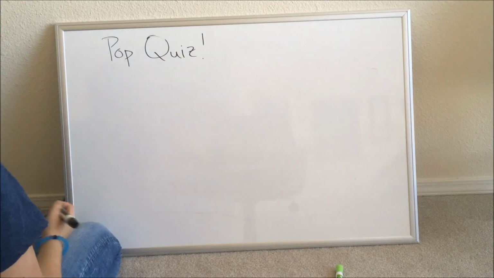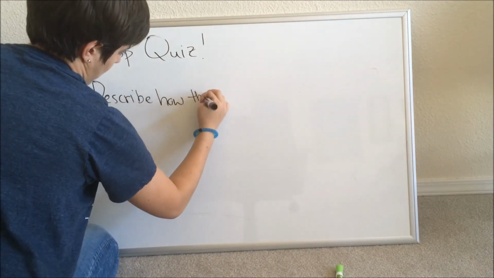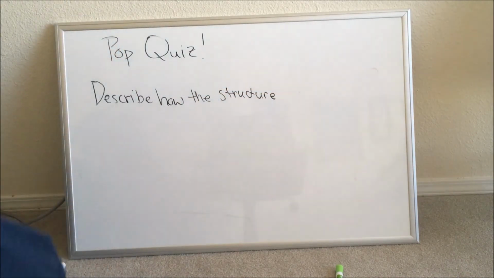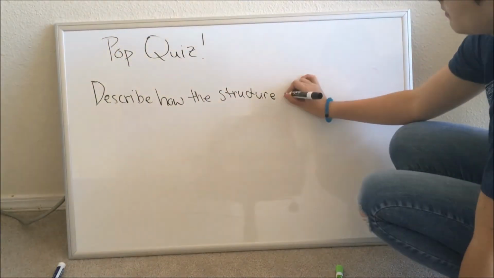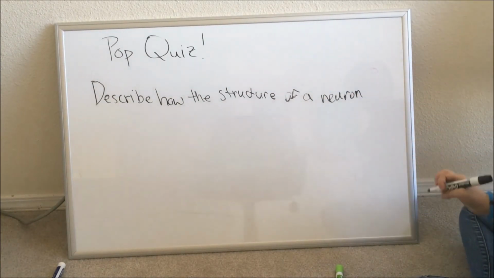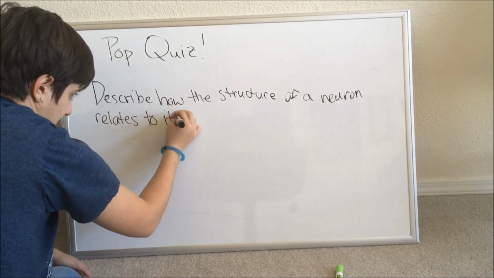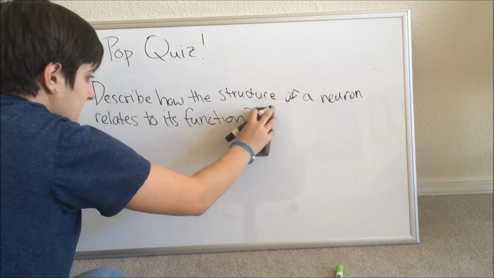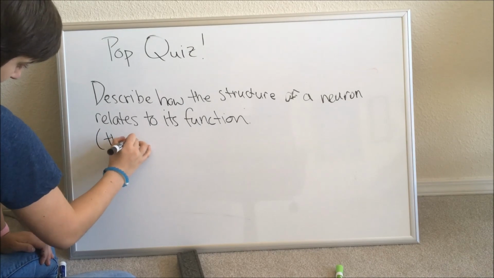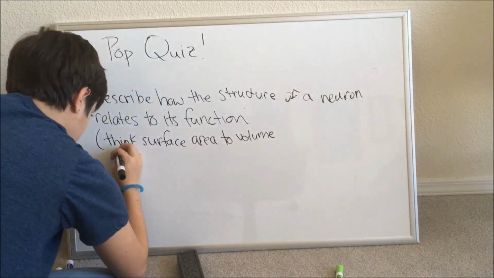Pop quiz time! Please pause the video to answer the questions. These are AP level questions designed to simulate the type of question you may see as a multiple choice question or FRQ. They require critical thinking and application of what you've learned. Number 1. Describe how the structure of a neuron relates to its function. Hint: think surface area to volume ratio.